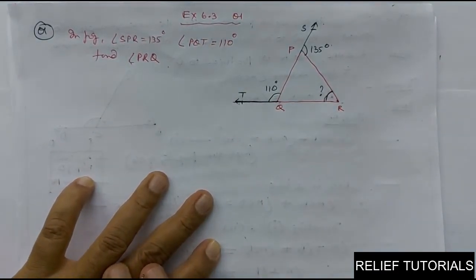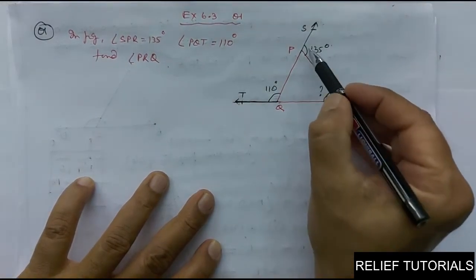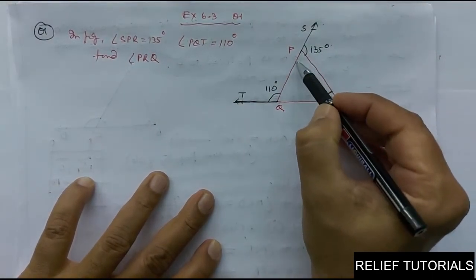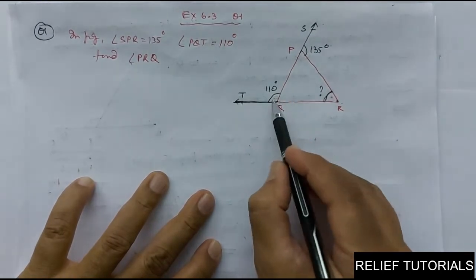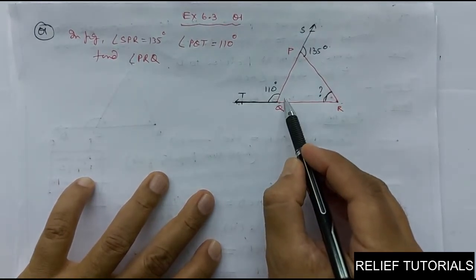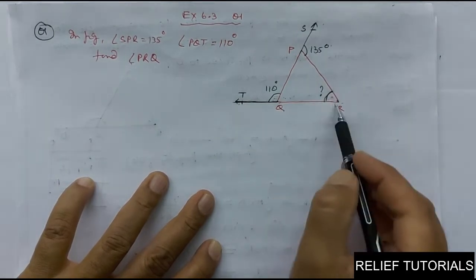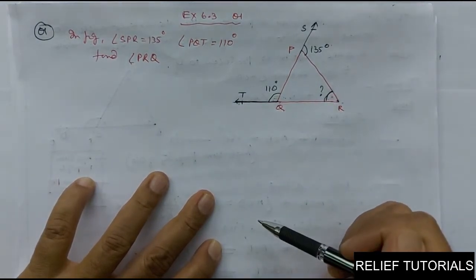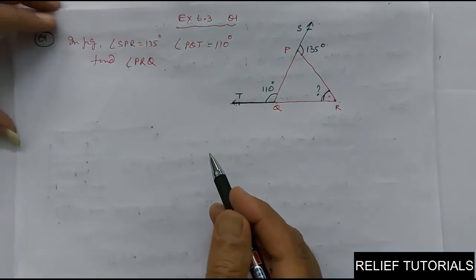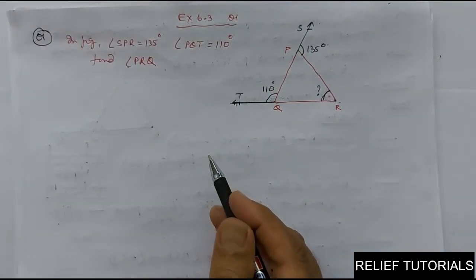See, we can do this problem in many ways. Now you see here, these two form a linear pair, so we'll get this angle P. These two form a linear pair, so we'll get this angle Q. You then have two angles of a triangle, so we can find the third angle by the angle sum property of a triangle. Clear? That will be easy. So now we are going to do this.